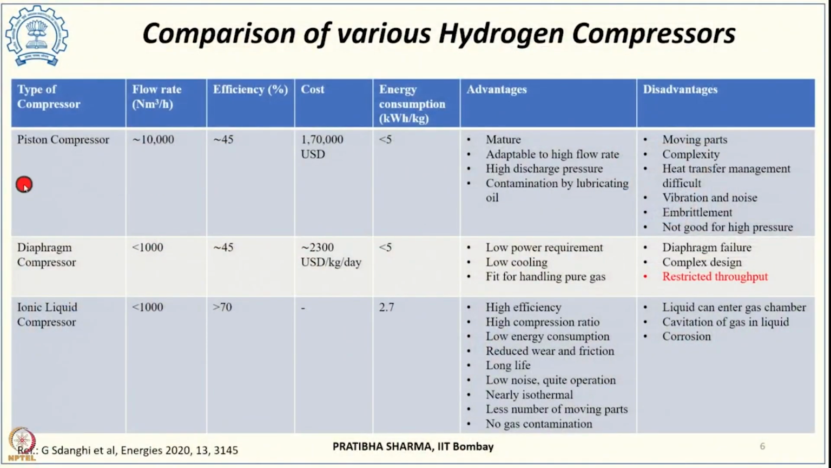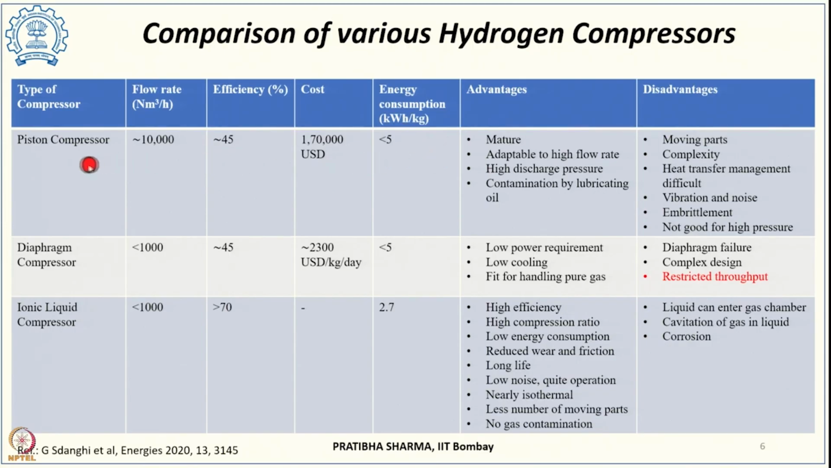Now, if we compare all the compressors that we have learned so far, both mechanical as well as non-mechanical, in a techno-economic analysis, we can see that with piston compressors we can achieve a very high flow rate, of the order of 10,000 normal m³ per hour. Their efficiency is low, approximately 45%. The capex is $170,000 US. The energy consumption is approximately 5 kWh per kg.